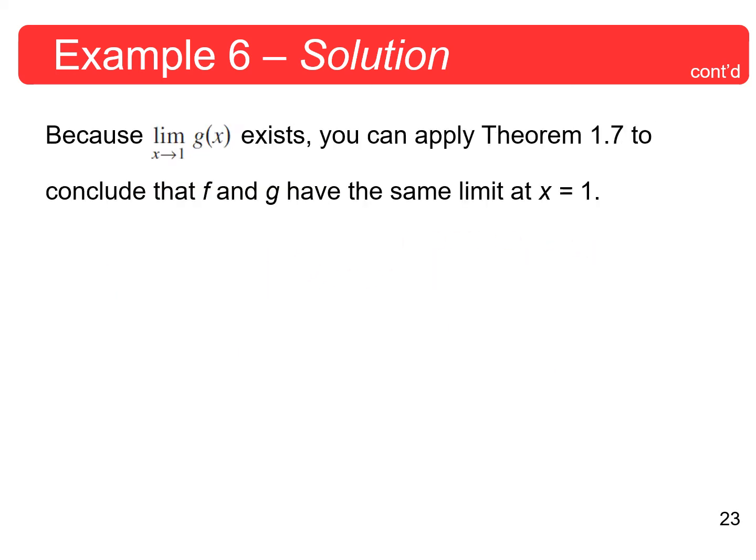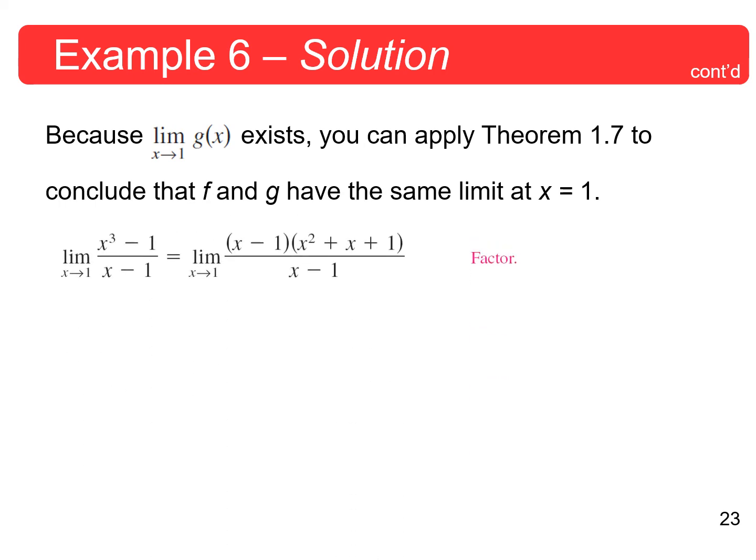Now, as you might have noticed, when we simplify the function, our new function g of x, which is a quadratic function, is continuous everywhere. And so if you take the limit of g of x as x approaches 1, you get a value. So the limit exists. Then you can apply theorem 1.7 to conclude that f and g have the same limit at x equals 1.